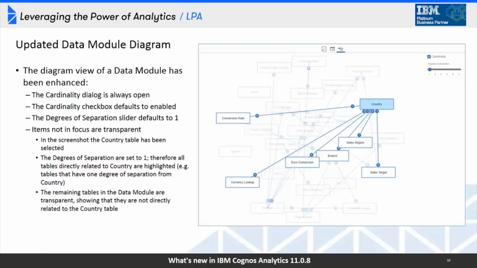Now you can change the degrees of separation slider, and the very last entry there is, quote unquote, infinity, which means show me all the tables and their relationships. Notice that the tables that are out of scope of the degrees of separation are transparent. So they can always all be seen. They're just not always highlighted. It's the degrees of separation that determines what will be highlighted.